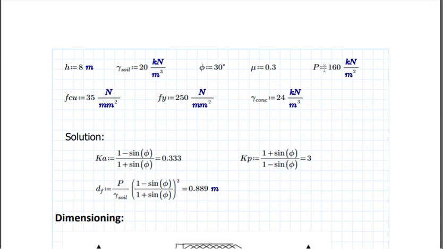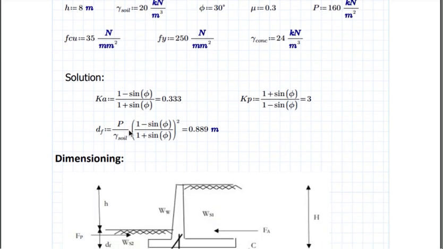Our PA is the bearing pressure of the soil, which is 160 kilonewton per meter square. Our FCU is the compressive concrete strength, of course. The FY is the yield strength of the reinforcement that we are using. And gamma concrete is the self weight, the unit weight of the concrete, which is 24 kilonewton per meter cube. That's the density.